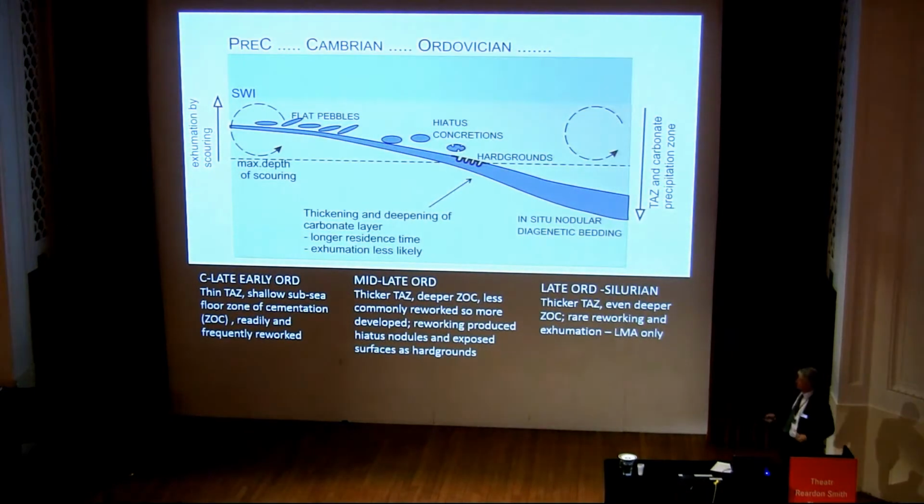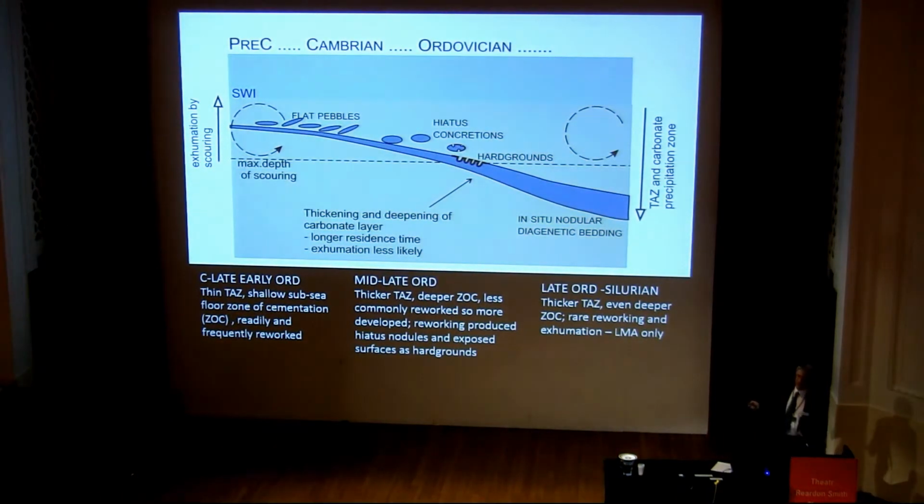So, the very simple model we're offering is that in the Cambrian and early Ordovician, the depth of mixing, the tiers, was very thin. The zone of carbonate precipitation was very near the surface. It was well within the depth to the seafloor that it was going to be reworked by storms and waves. As a result, you get a lot of extensive reworking, which gives you flat pebble breccias, and also a relatively short residence time before the layers are reworked, so they tend to be thin.